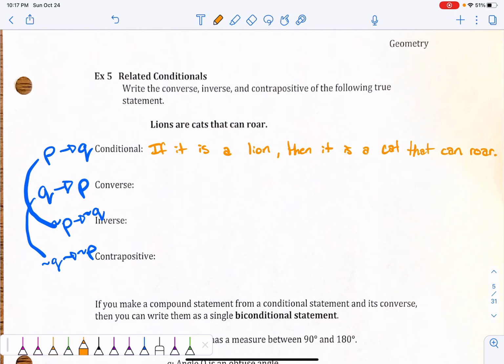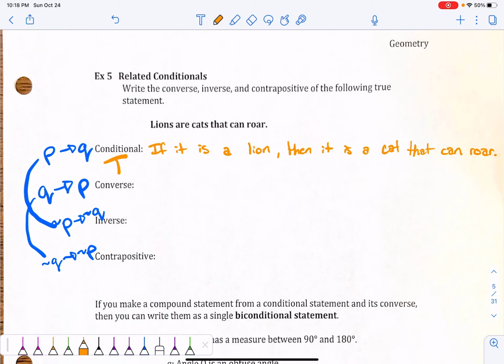Now, Kyle and Luke and maybe Chase, if he's in this boat too, we're not talking about defective lions whose voice boxes are not working, whatever. We're talking about a regular old normal lion. If it's a regular old normal lion, then that means it's a cat that can roar, and that is true. If it is a lion, that means we have a cat that can roar.